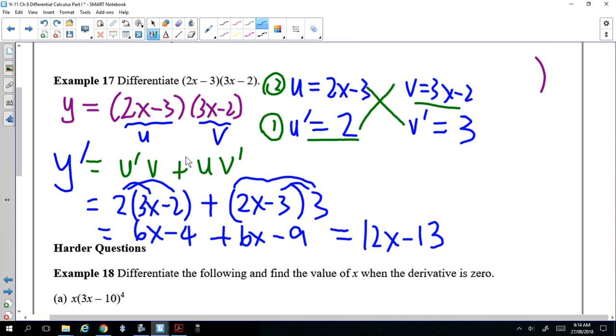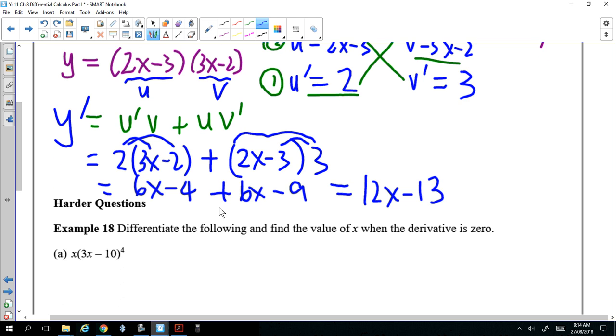Now, why do I do this in such a complicated way? I could have expanded first, and that would have been quicker. But now you can differentiate this one. I can't expand it, remember? Power 4. So now I could differentiate this. Let's try to do that. Hopefully you're all ready.